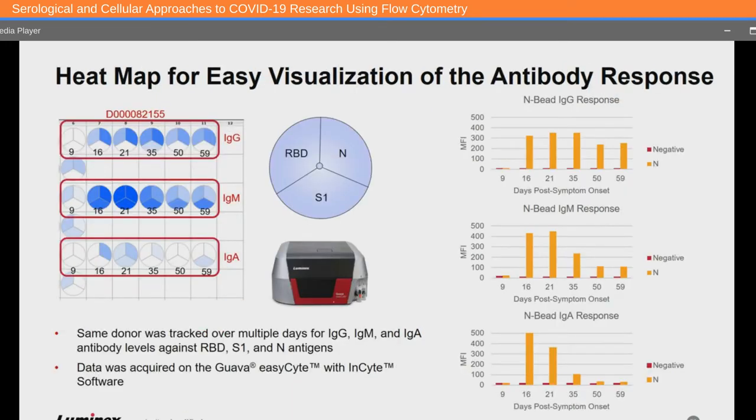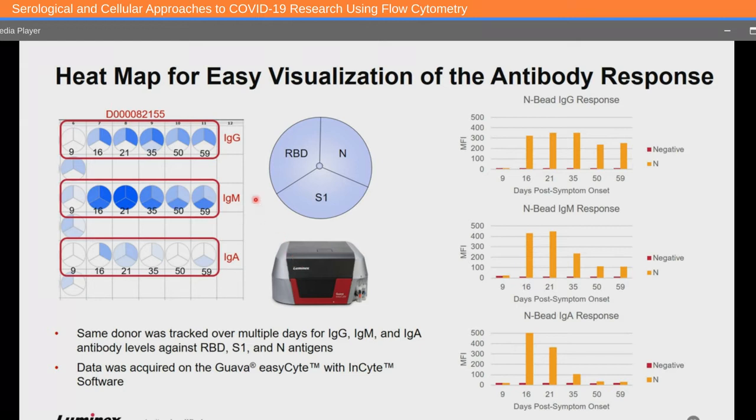One can also use the assay to study the development of the isotype response over different days for the same donor, that is, application to longitudinal studies. Over here, we have the same donor who is positive by PCR for SARS-CoV-2 infection, and sample was collected over multiple days from 9 to 59 days from the donor. The samples were then assayed using the Guava SARS-CoV-2 multi-antigen antibody assay and run on the EasySite 12 HT system.